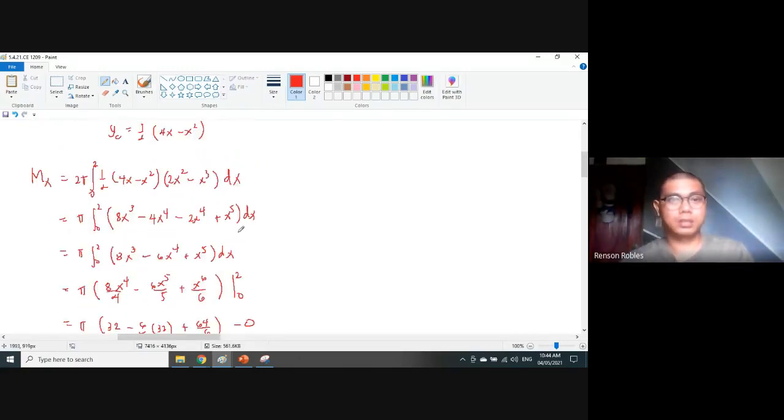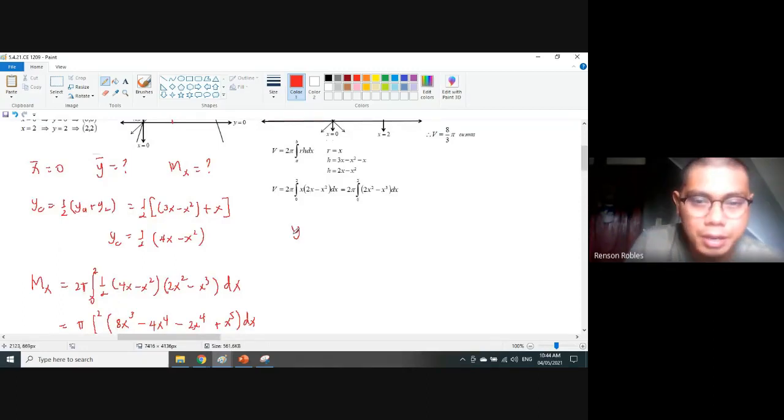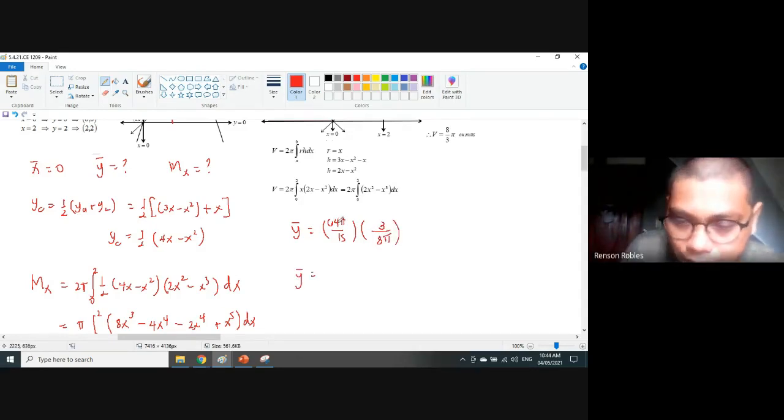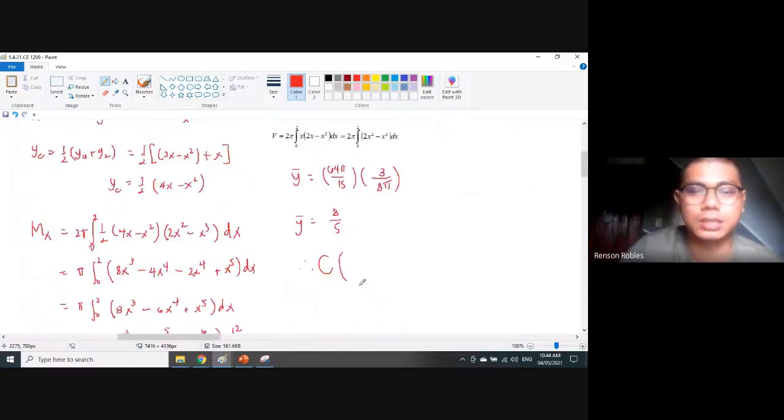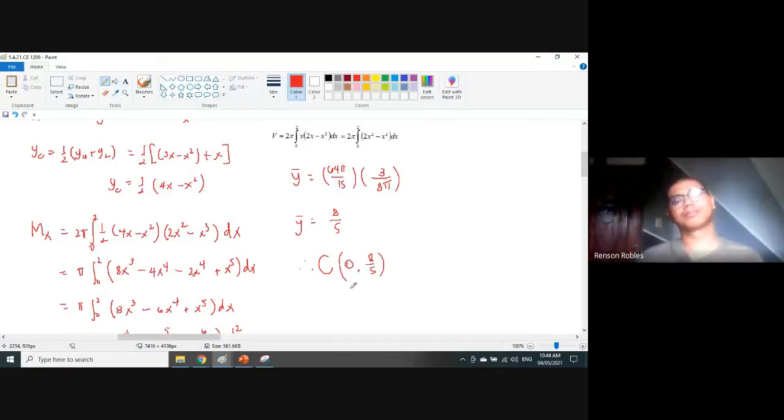So we have the moment in x, Mx, equal to 64 pi over 15. Then we now compute for bar y. Bar y equals 64 pi over 15 times the reciprocal of the volume, 8 pi over 3, so it's 3 over 8 pi. 64 divided by 8 is 8, then you can drop pi off. Then 15 and 3, it's 5. Therefore, the centroid can be found at bar x, bar y equals 0, 8/5.